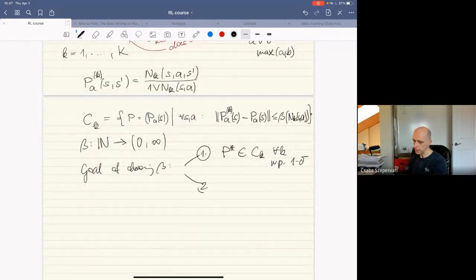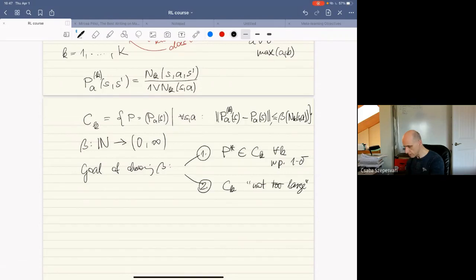And then the second one is that, well, C_K is not too large. This is a little bit undefined at the moment, but we will see that the larger beta is, the larger C is. If you make beta larger, then C becomes a thicker set, a bigger set. It's monotone increasing in beta. And the reason we want this is because the smaller you can make this set, we'll see the better the regret bound is going to be.